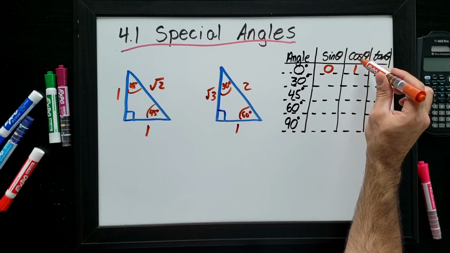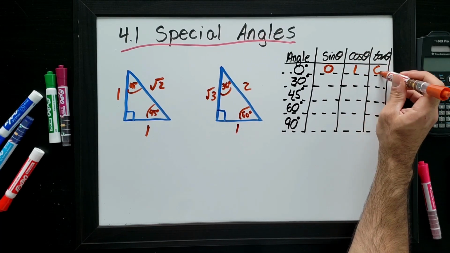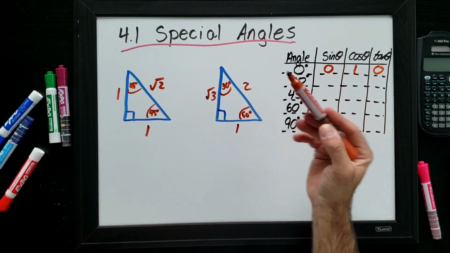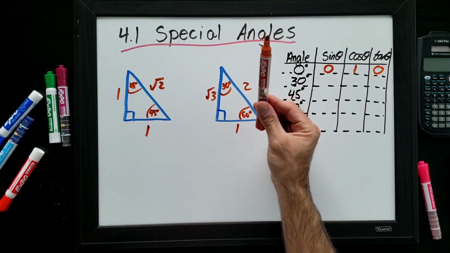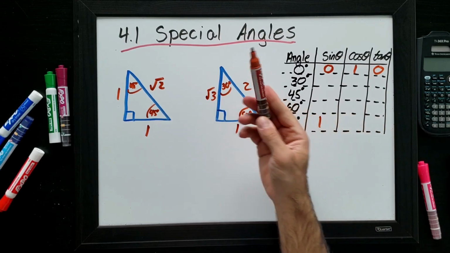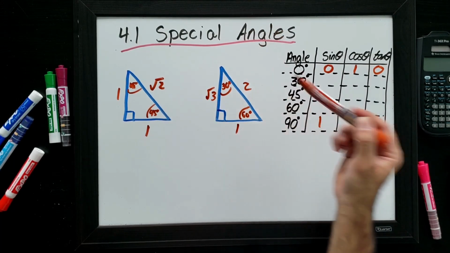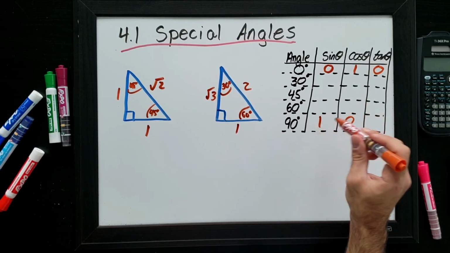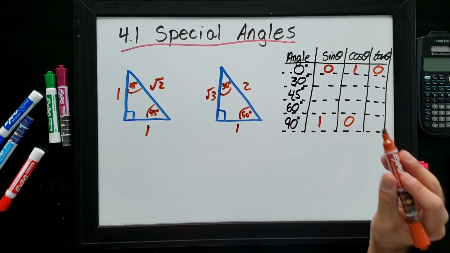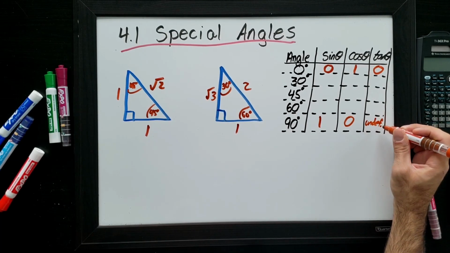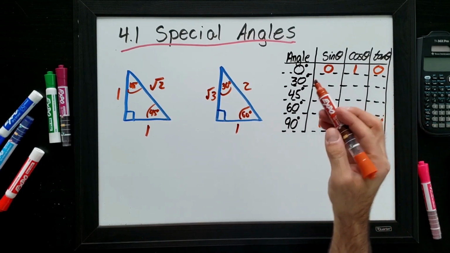Tan is sine over cos. 0 divided by 1 is 0. So that's easy. Let's go to 90. Sine of 90, yep, that's a vertical distance of 1. Cos is horizontal distance. There's no horizontal distance at 90 degrees, so that's 0. 1 divided by 0, 0? Absolutely not. This is undefined. You cannot divide by 0. If you put a 0 there, you're wrong.